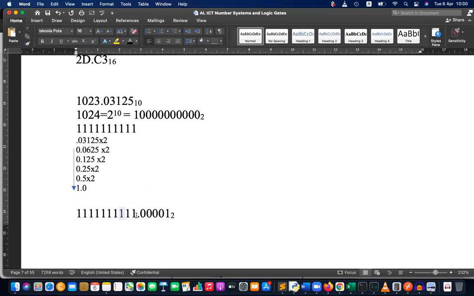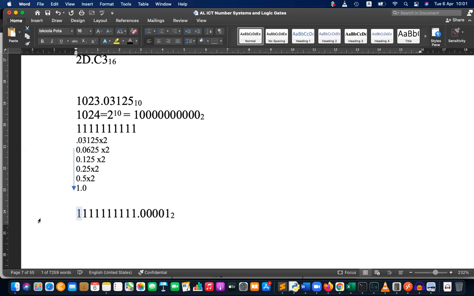Here, 1 plus 1 plus 2 is 3. 3 plus 4 is 7. 7 plus 8 is 15. 15 plus 16 is 31. 31 plus 32 is 63. 63 plus 64 is 127. 127 plus 128 is 255. 255 plus 256 is 511. 511 plus 512 is 1023. That is quite difficult, but you can deconvert and see.